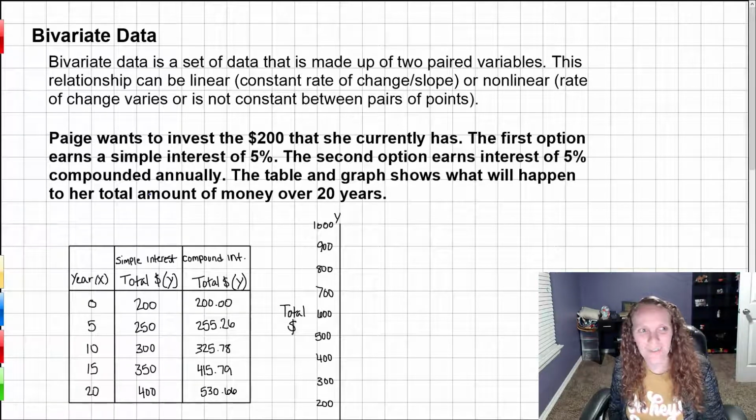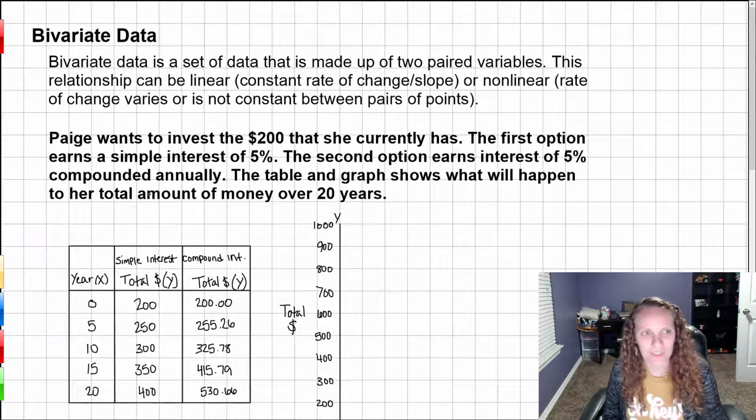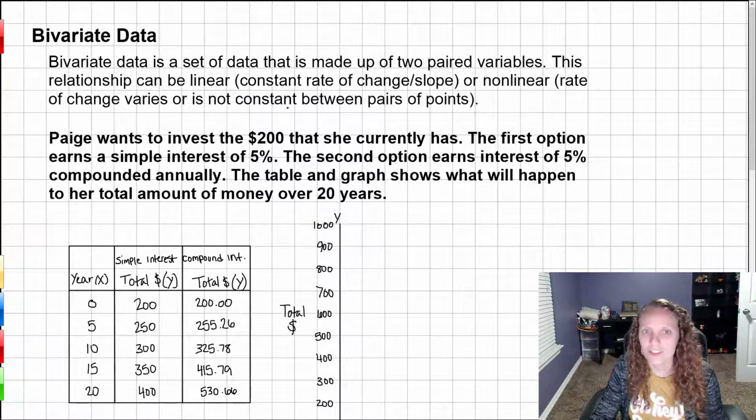Hey guys, today we're going to be looking at bivariate data and we're going to be comparing two different examples. First of all, bivariate data is a set of data that is made up of two paired variables, x and y. This relationship can be linear, where it has a constant rate of change or a slope, or nonlinear, where the rate changes or varies. It's not constant between the pairs of points.